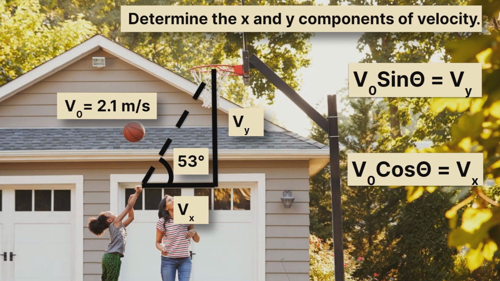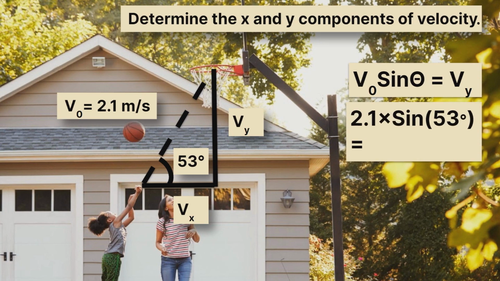Let's go ahead and solve for the vertical component of velocity. That is how quickly it's traveling upwards. There, we're going to want to plug in 2.1 for the initial velocity and 53 degrees for the angle. So we'll get 2.1 times sine 53 degrees. And again, if our calculator is in the right mode, we'll get 1.677... meters per second.